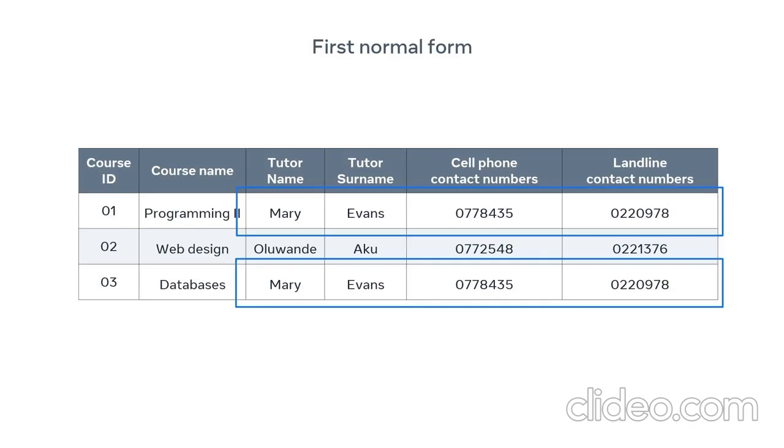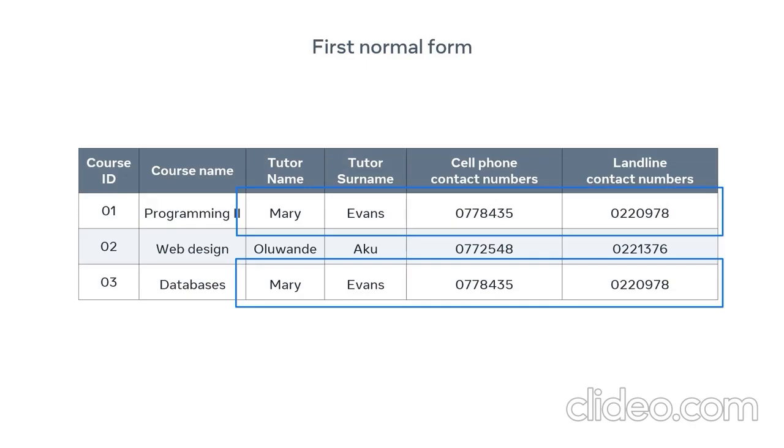If this tutor changes any of their details, then I'll have to update their details in this table and all others in which it appears. And if I miss any of these tables, then I'll have inconsistency and invalid data within my database system. To solve this issue, I can redesign my table to adhere to 1NF, or first normal form.